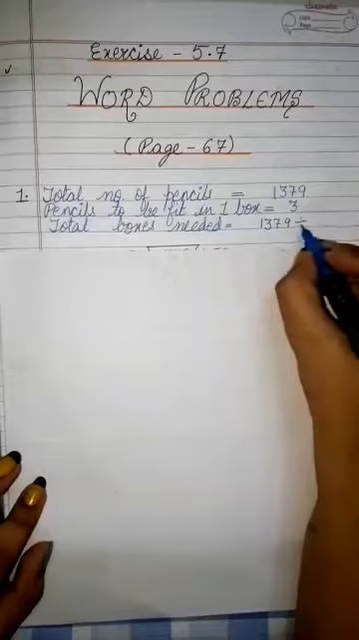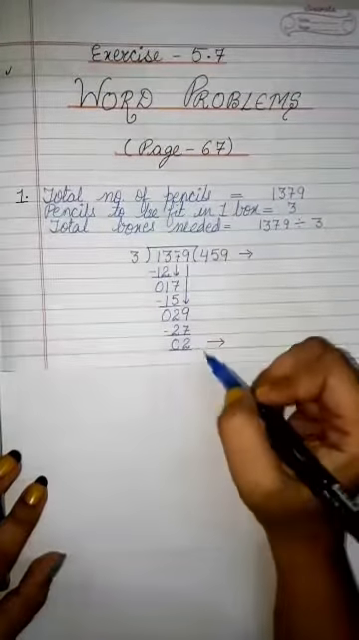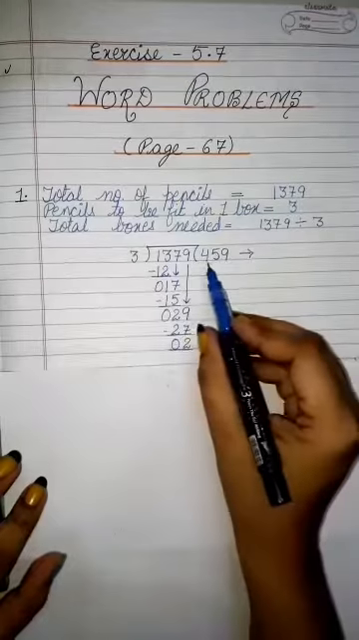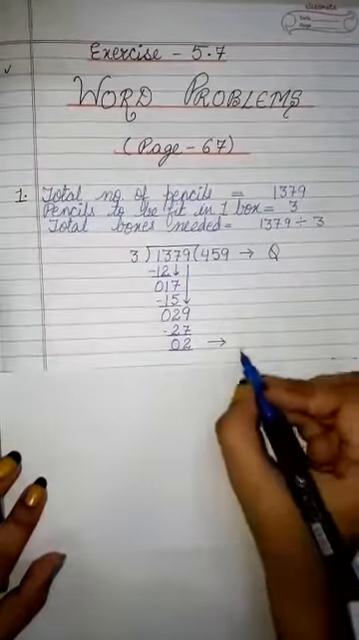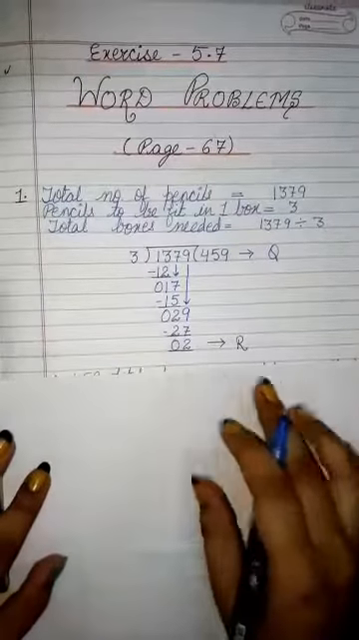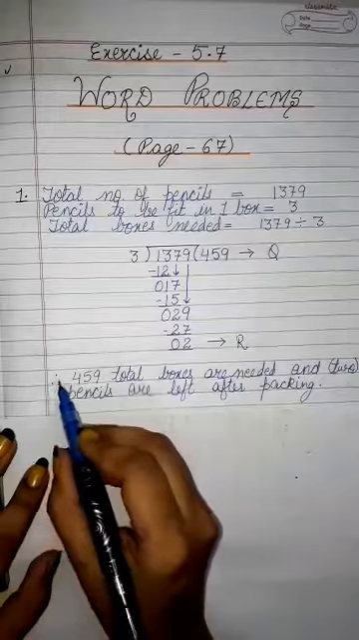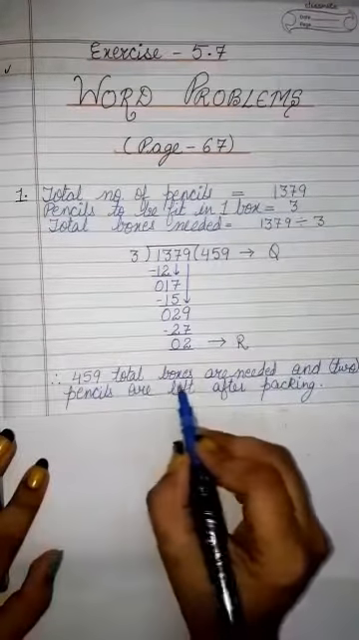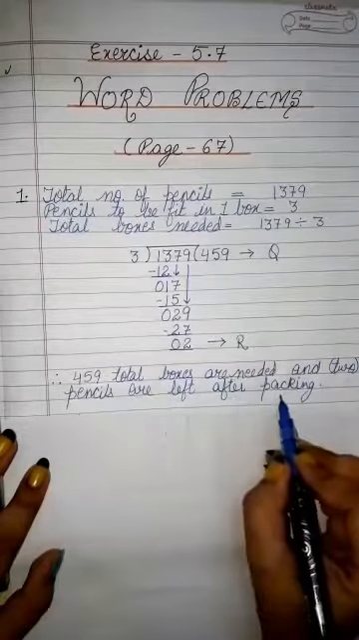Now for this, what do we need to do? 1379 divided by 3. You know the division. See, I have already done it for you. The answer obtained after doing the division is the quotient and this is the remainder. They are asking for the leftover pencils also. So, you can write in the end: Therefore, 459 total boxes are needed and 2 pencils are left after packing.